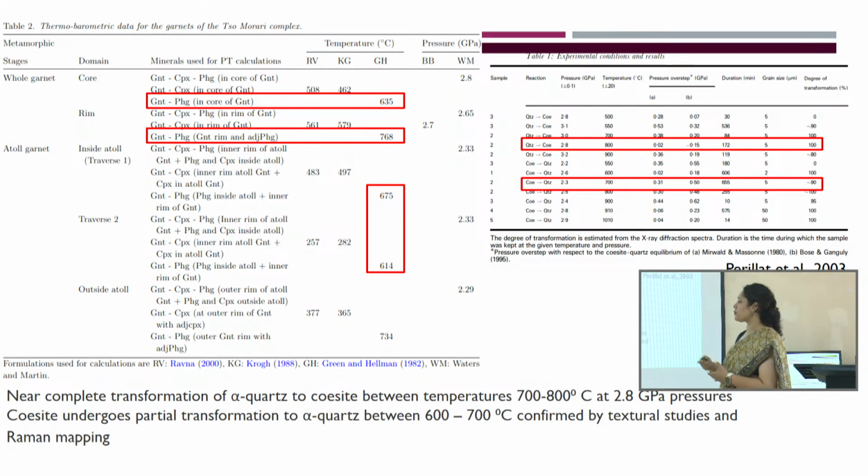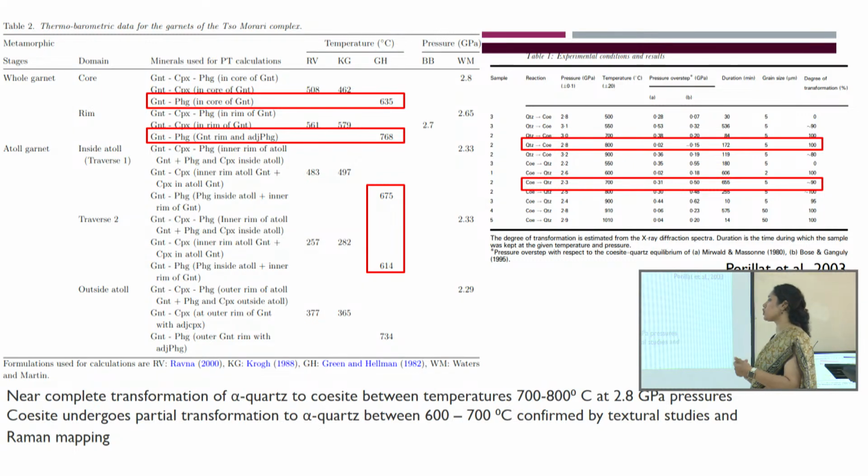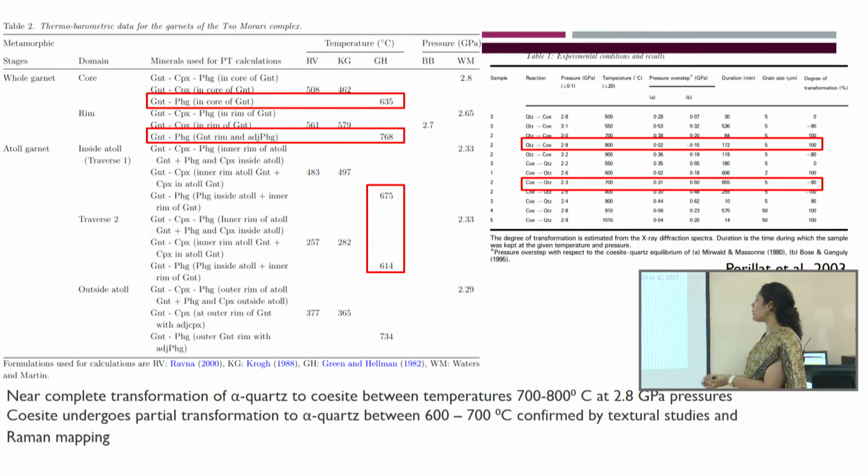And coesite undergoes partial transformation to alpha quartz during exhumation between 600 to 700 degrees Celsius. That is confirmed by both textural studies and Raman mapping. And of course, we have confirmed it also through experimental work now.